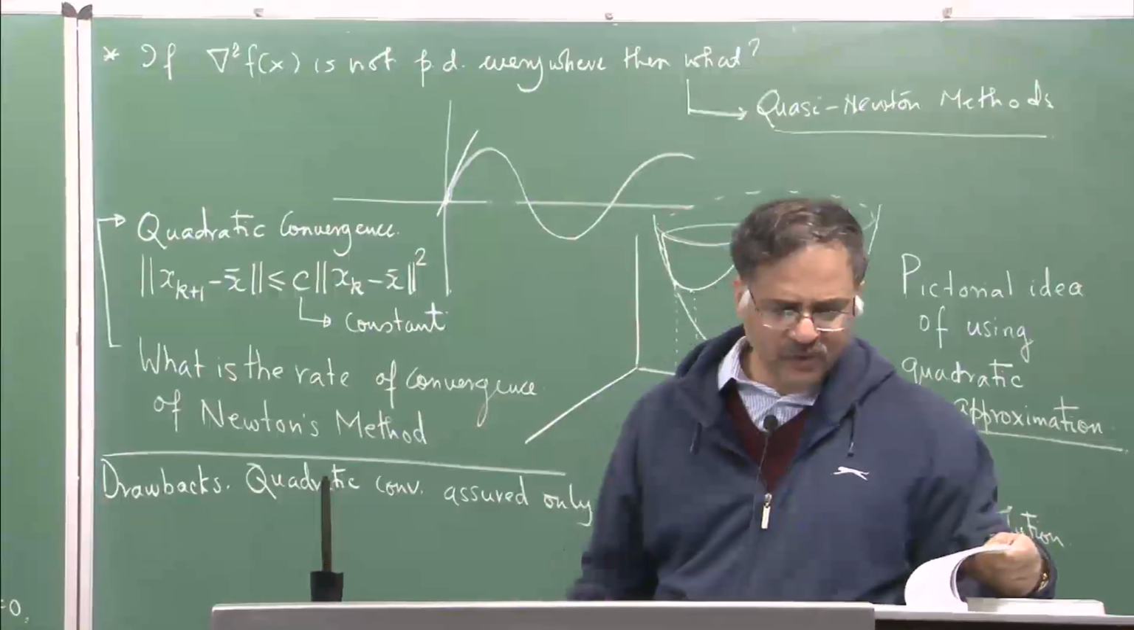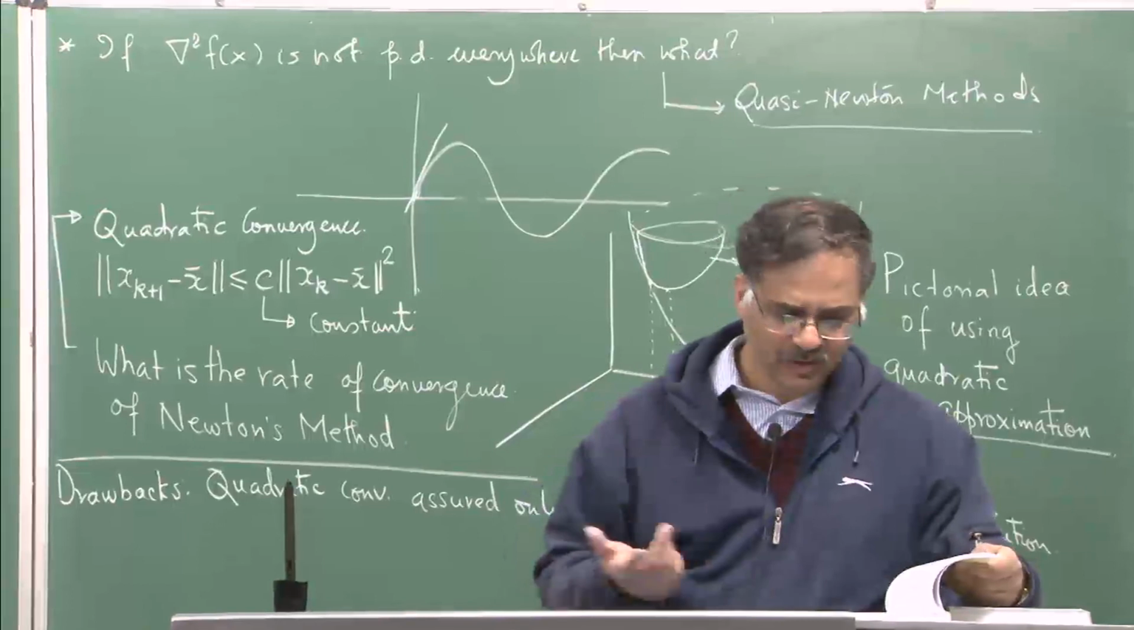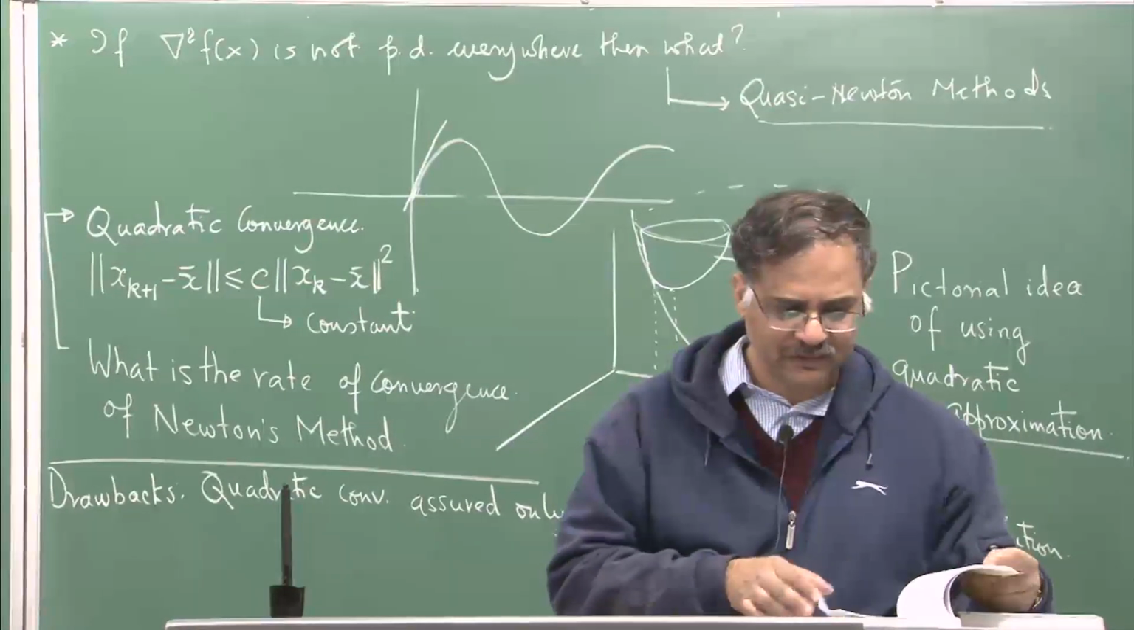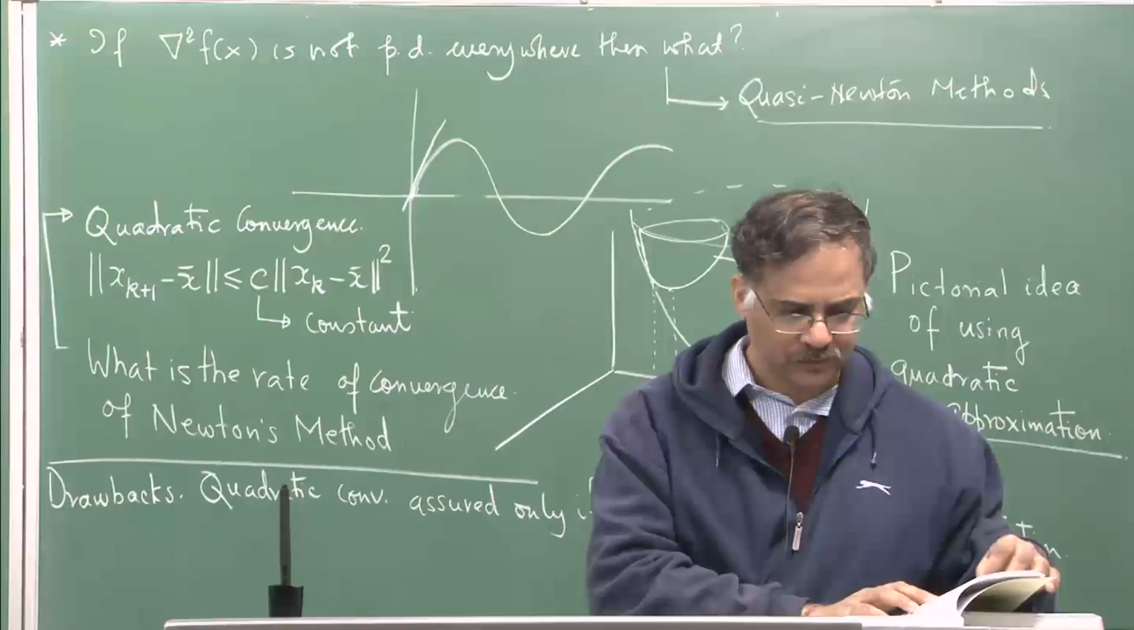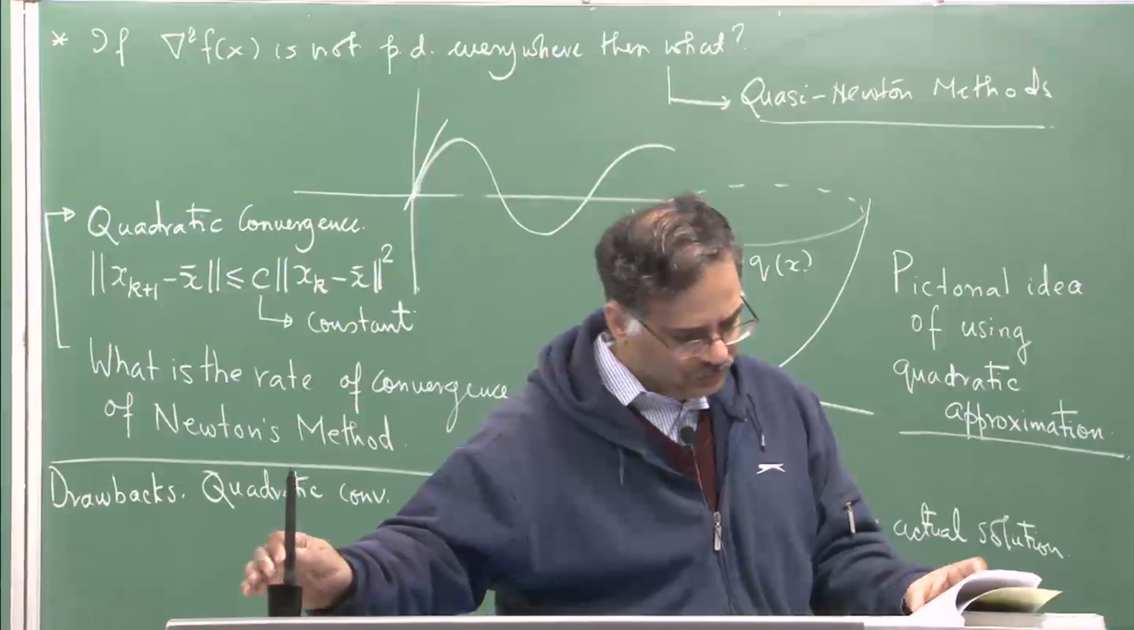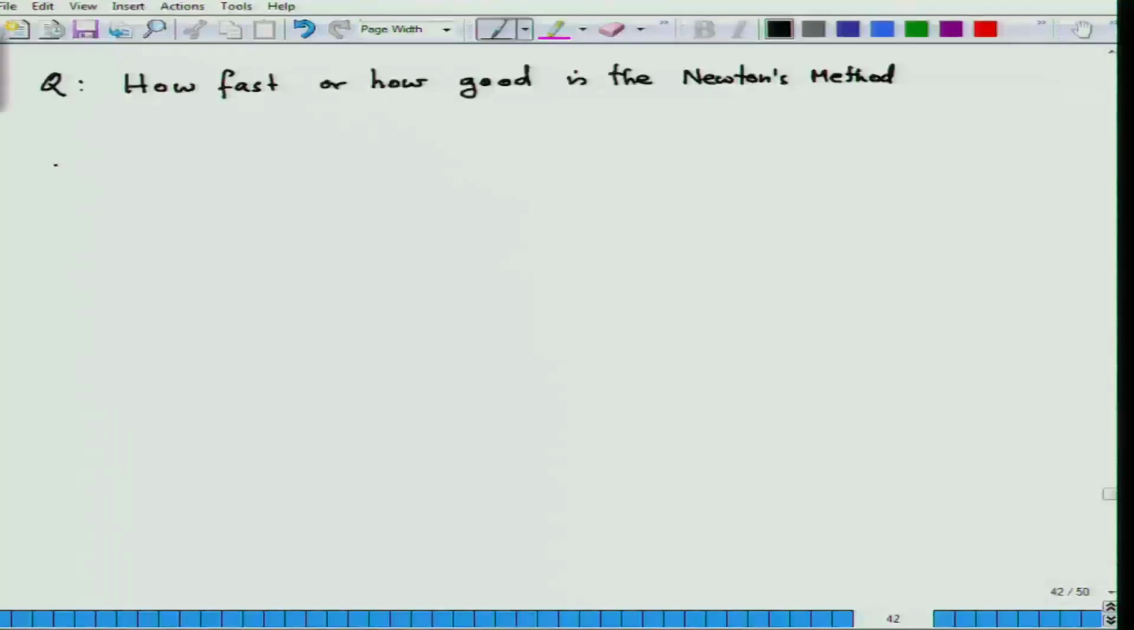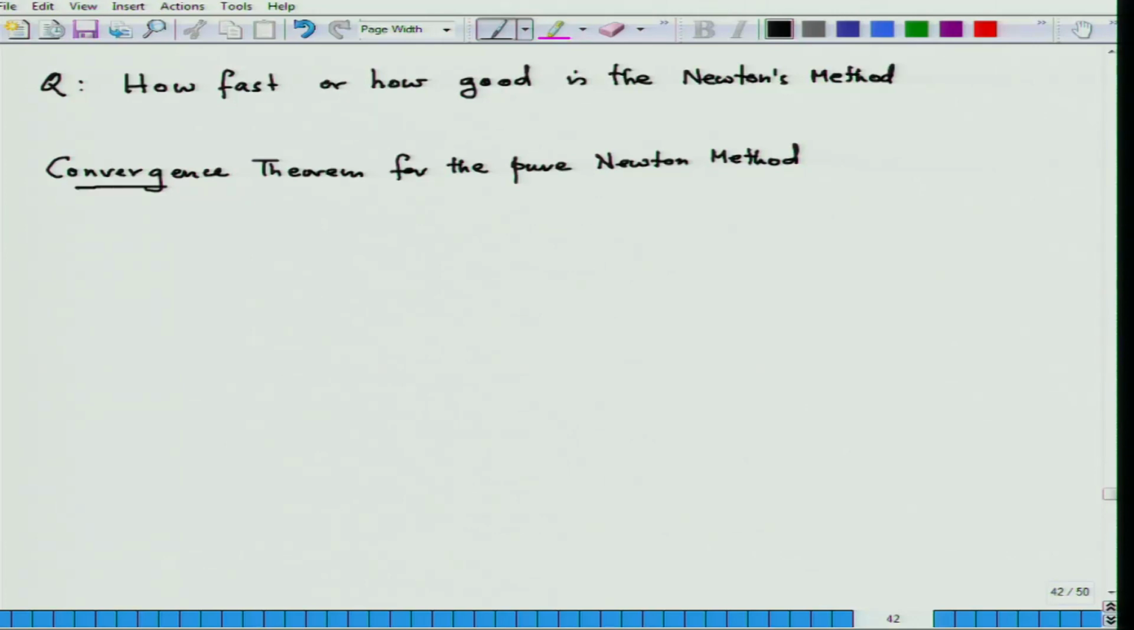Now, let us write down an important result associated with the Newton scheme, its convergence. So, this is a convergence theorem for the pure Newton method. Now, let us write down the result, the theorem.